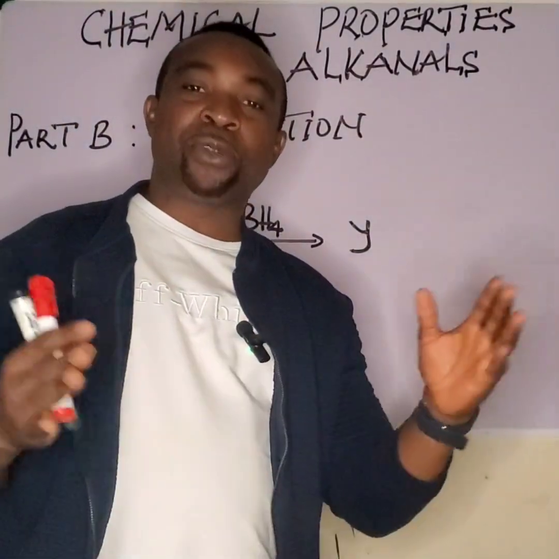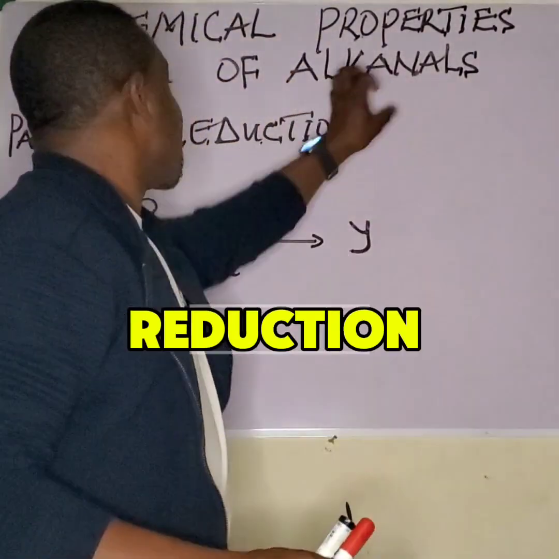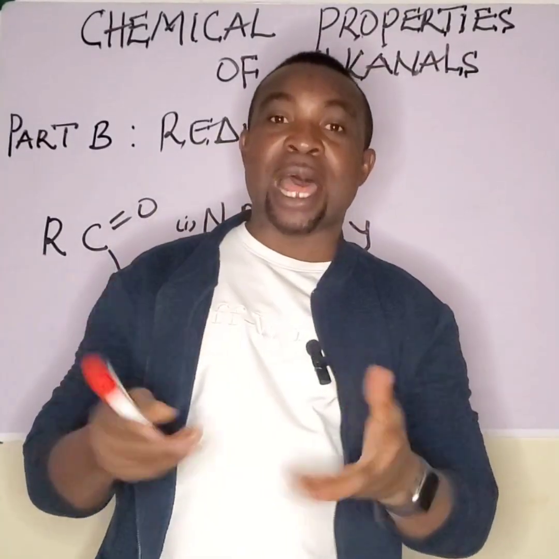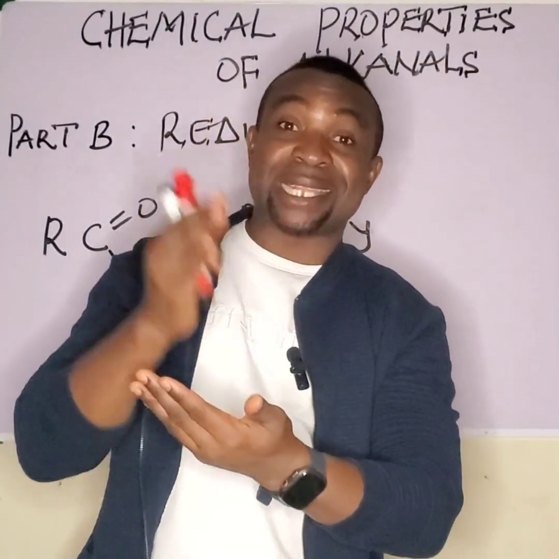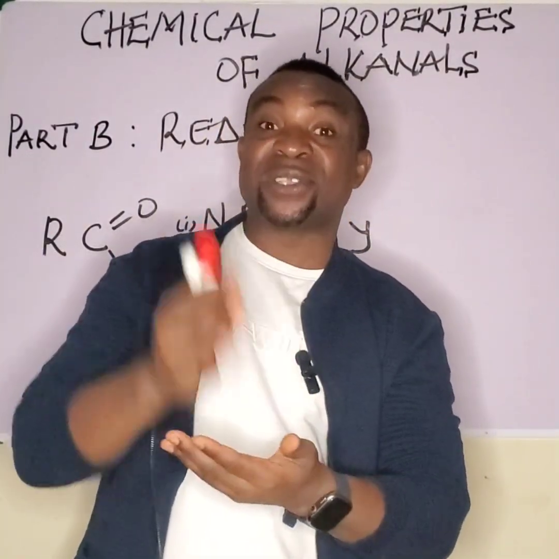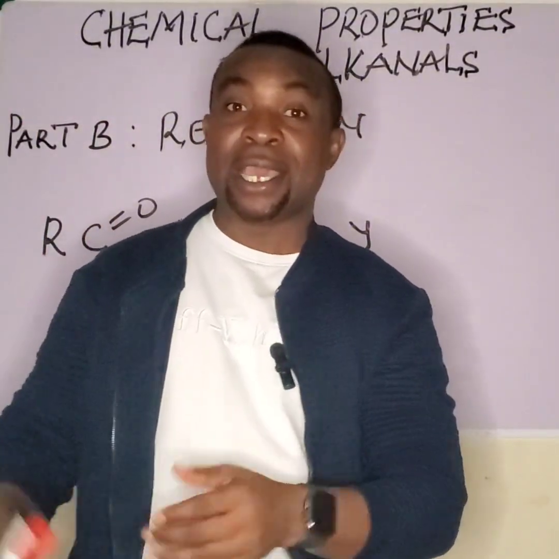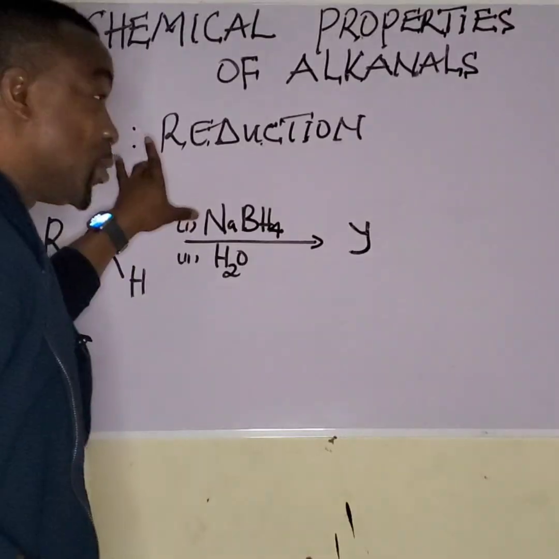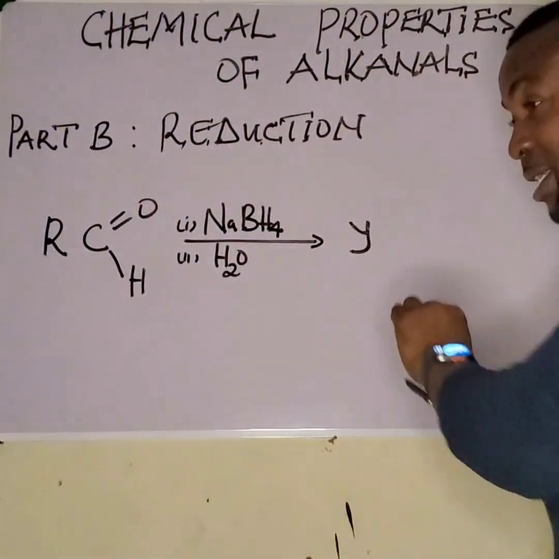One of the chemical properties of alkanals is reduction. In our last class, we talked about how these alkanals can be oxidized from alkanals to alkanoic acid. And today, let's see what happens when they are reduced using a reducing agent.